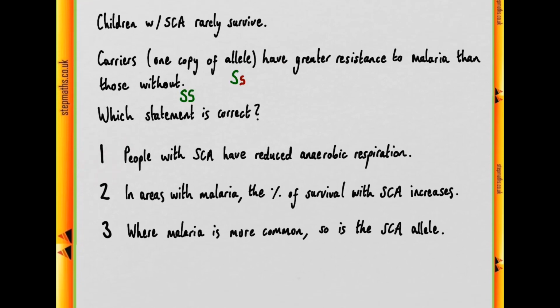Let's start with the first statement, which says that people with sickle cell anemia have reduced anaerobic respiration in their muscle cells. Now, anaerobic respiration implies a lack of oxygen. So a reduced anaerobic respiration would imply that people with sickle cell anemia have more oxygen being provided to them than those without. In reality, people with sickle cell anemia will have increased anaerobic respiration.